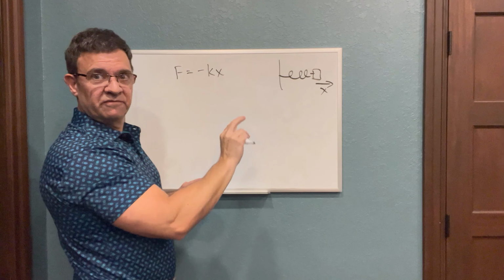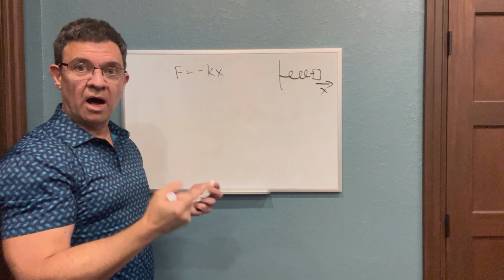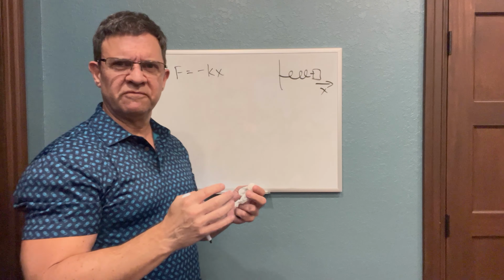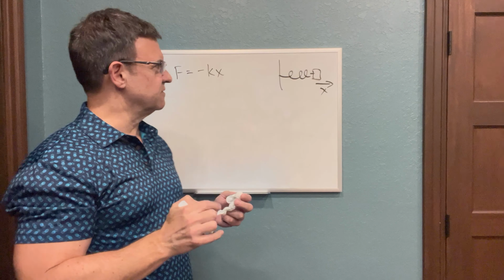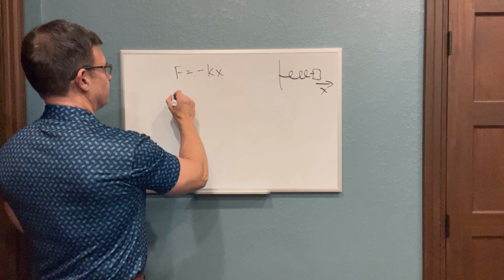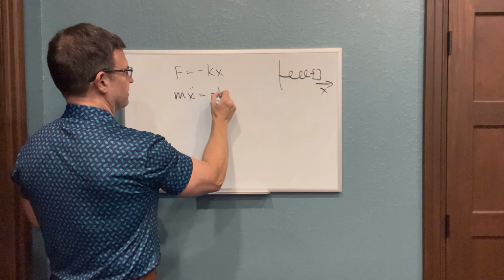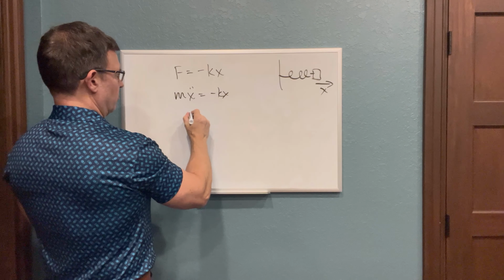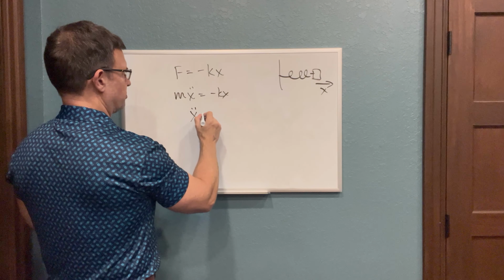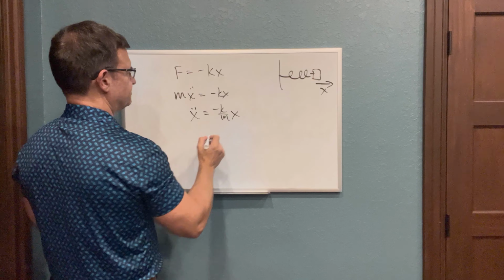And why is it negative? Because if I pull the block in this direction, the force is pulling it back in the opposite direction. So always think intuitively about the problem so you know when to use negatives and when not to. And again, we represent force as m times x double dot equals negative kx. We can bring the m over again and say x double dot equals negative k over m times x.